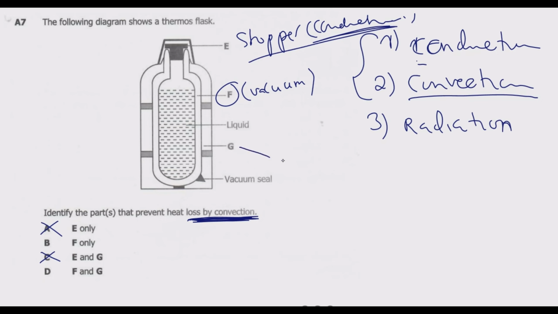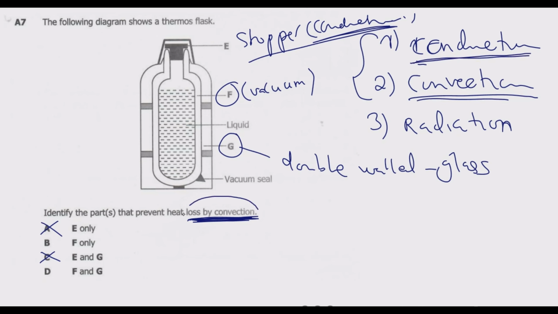Then G is a double-walled glass. The double-walled glass is there to minimize the transfer of heat energy by conduction and convection. So these two prevent transfer of heat energy by conduction and convection. Which one minimizes or prevents heat loss by convection? It's F and G. So what you notice in this case is that D is the best answer.